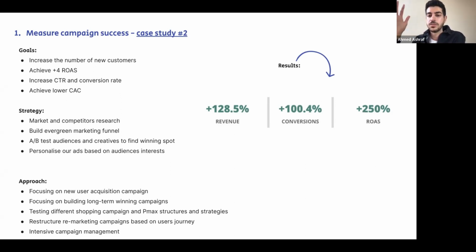And then we did intensive campaign management and optimization. After 5 or 6 months working with the client, we were able to achieve a year-over-year 128% increase in revenue, more than 100% increase in conversion, and more than 250% year-over-year increase in return on ad spend, which means we were able to deliver approximately more than 7 to 9 return on ad spend on average.